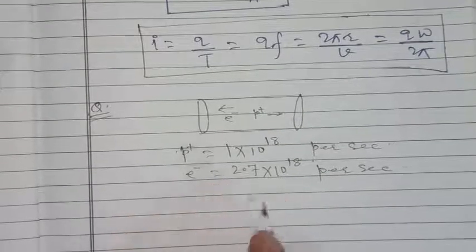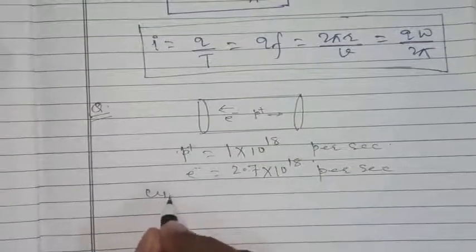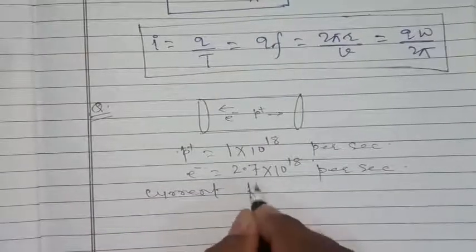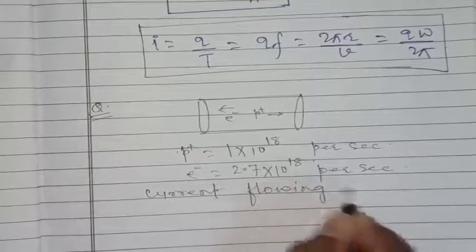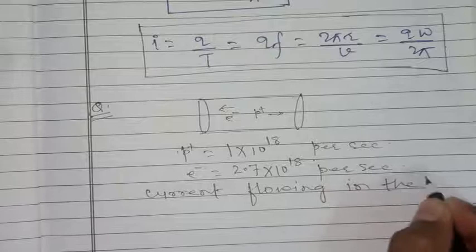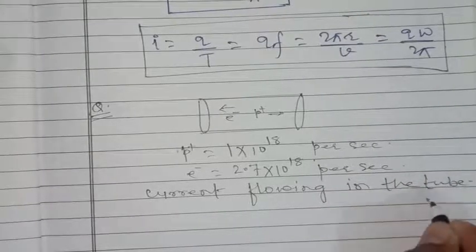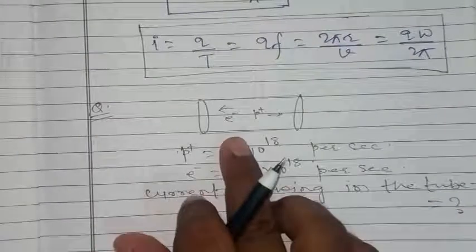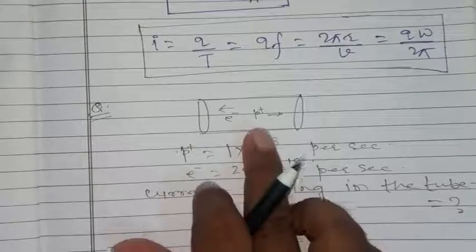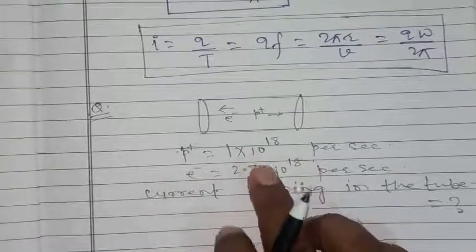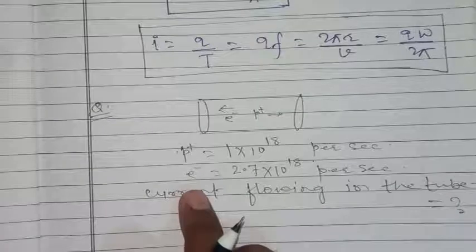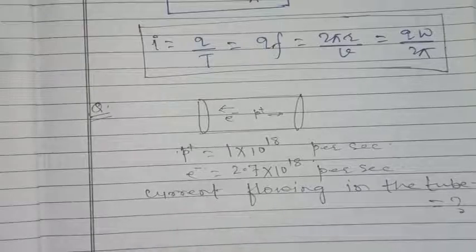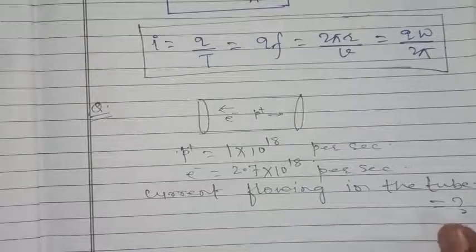Then find current flowing in the tube. A conductor, a hydrogen tube. Inside the hydrogen tube electrons are drifting per second, and the same number of protons are drifting per second in opposite direction. We have to find current flowing in the tube.